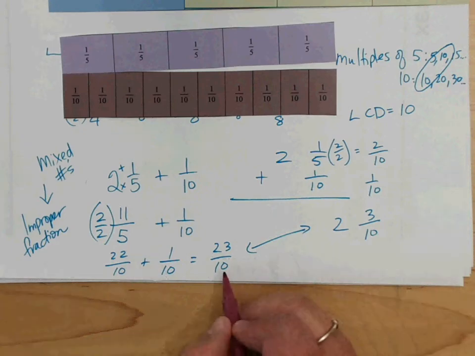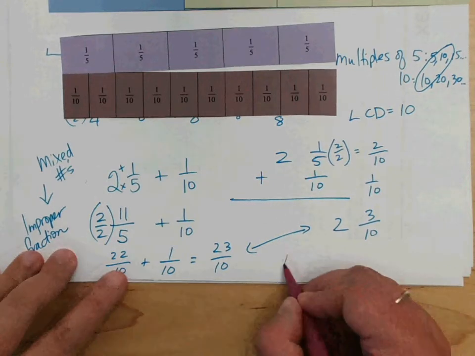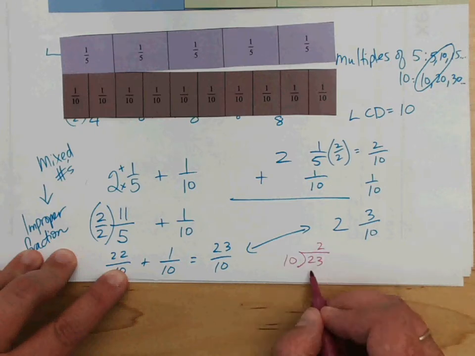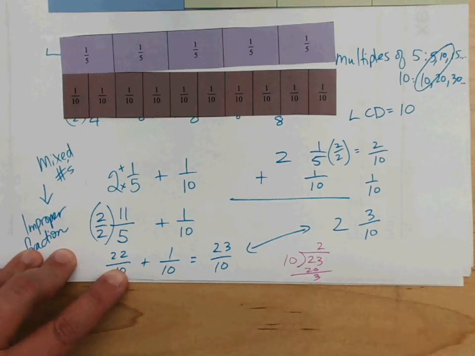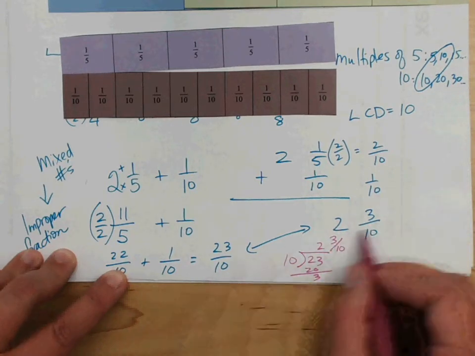10 into 23 goes 2 times, right? So you divide 10 into 23, it goes 2 times. 2 times 10 is 20. The remainder is 3, so 3 goes over 10. So these are the mixed number and the improper fraction.